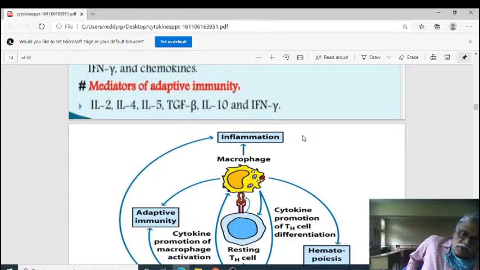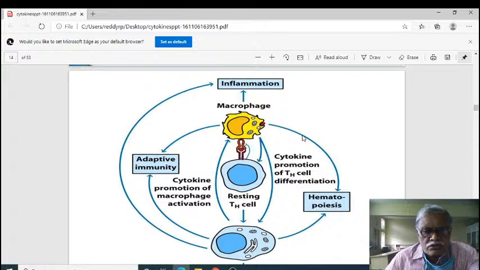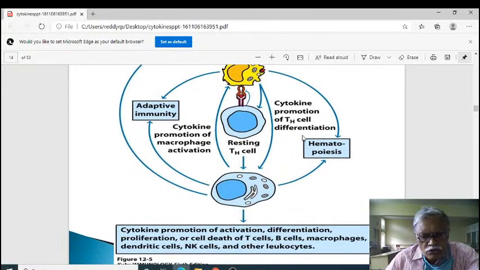So these are all the things which are called pro-inflammatory reactions, which usually take place from cytokine promotion, activation, differentiation and proliferation or cell death of T cells and B cells, macrophages, dendritic cells and natural killer cells and other leukocytes.